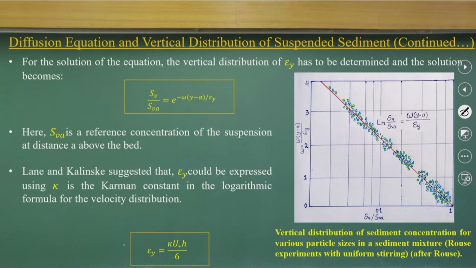If you get the analytical solution of this ordinary differential equation, it is very easy. You will get an exponential decay function. S B A is the reference concentration of the suspended sediment above the bed level, and you can get the S B value. Here it shows how the ratio of S B to the sediment concentration at the bed level depends on these coefficients, and if it is plotted in logarithmic values, you get a linear relationship between them.